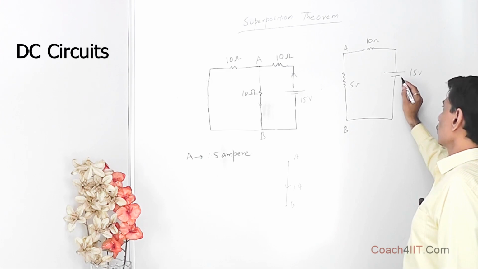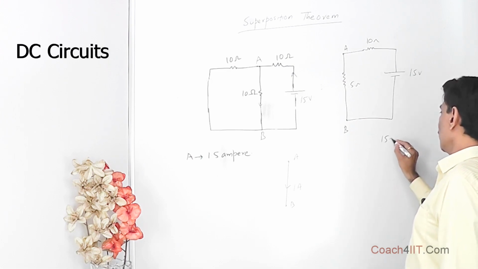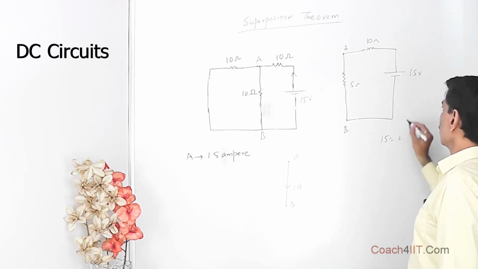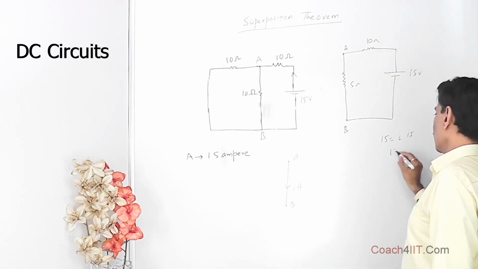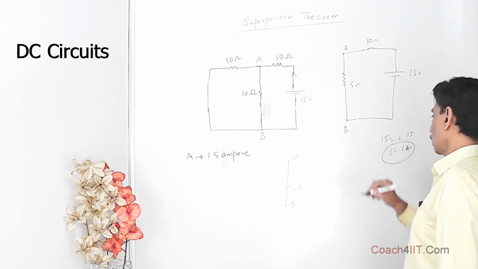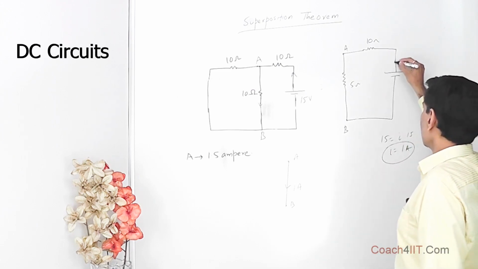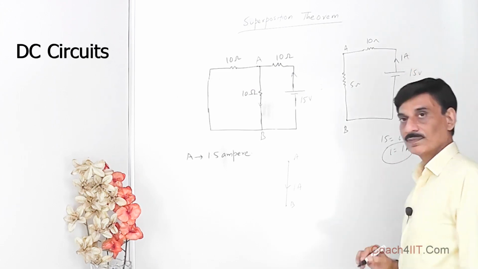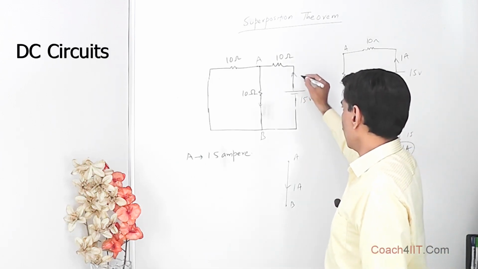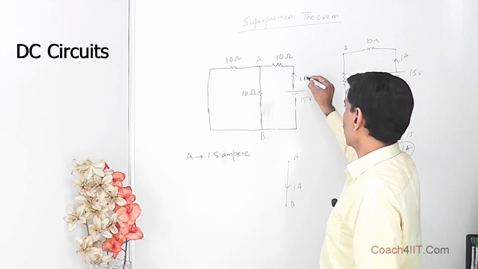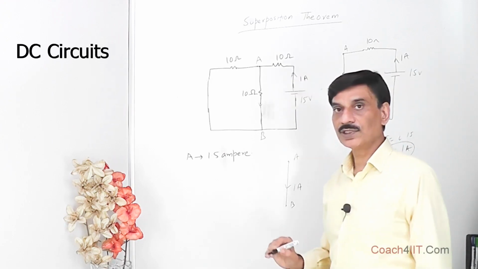So when we use Ohm's law, V is equal to I into R. R is 10 plus 5, 15. So current comes out to be 1 ampere. So this is the current which shall be coming out of the battery in this direction. So from here, it shall be 1 ampere current flowing out in this direction.